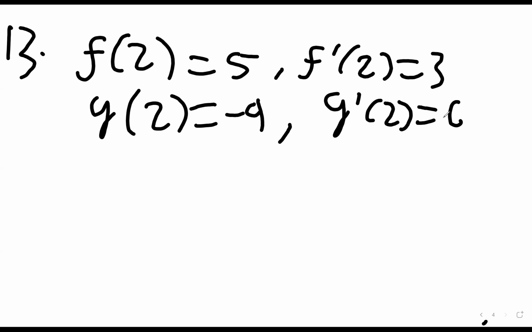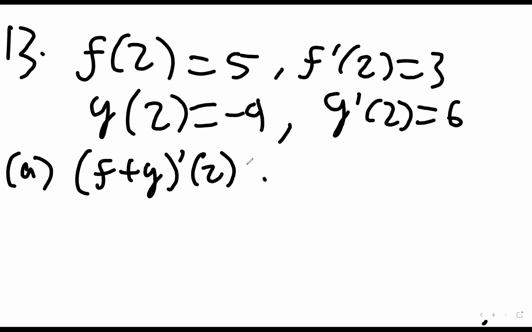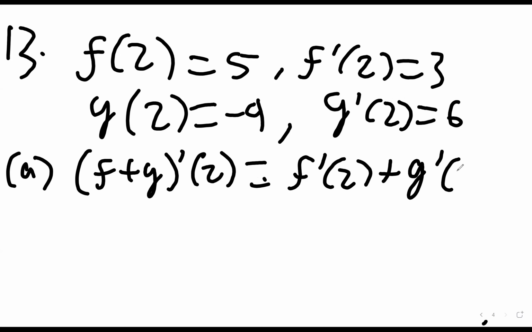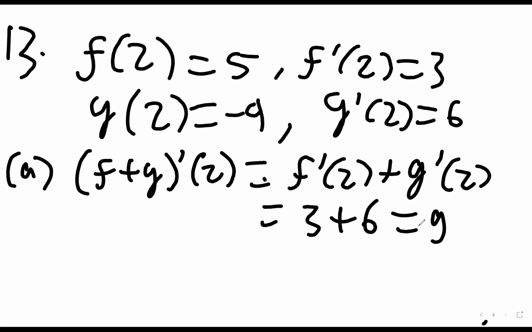Okay, so let us consider 13a, b, c, and d. This is just to recall the rules for finding the derivative. For example, if I consider 13a, the derivative of f plus g at 2 is actually just the sum of the derivative at 2 of f and the derivative of g at 2. We just add it. Then we have 3 plus 6, namely we have 9.